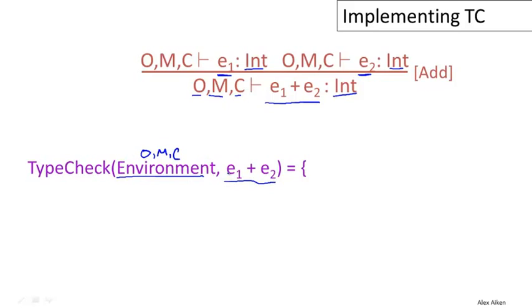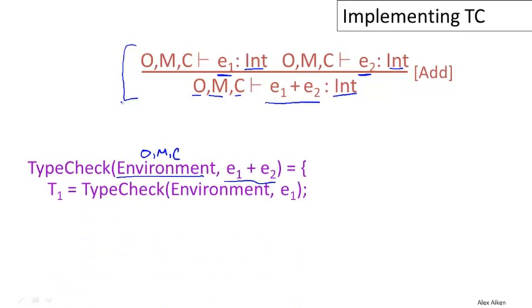And what should the code look like? Well, we can pretty much just read the rule and translate directly into code. And this is one of the nice things about the notation for type systems, is it tells you very, very clearly how to write the implementation from the description. So what's the first thing we have to do? Well, we have to type check the sub-expression E1.